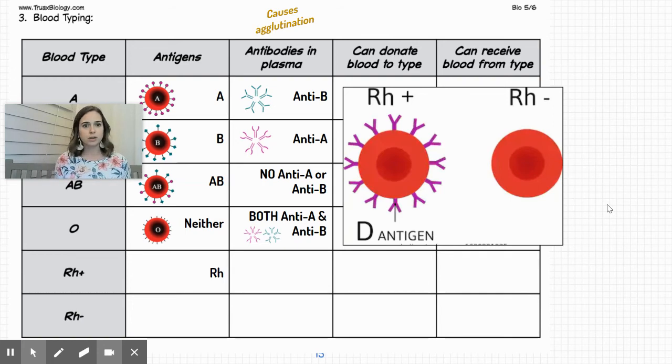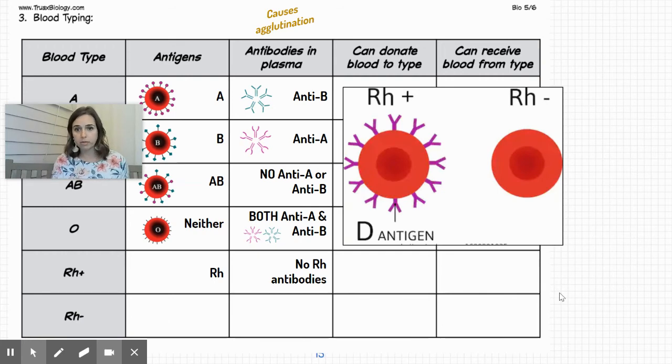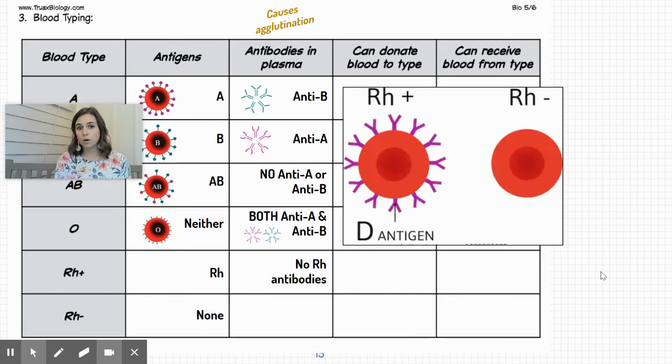Rh negative, much like it sounds, does not have it. Now there's only one antibody for this antigen. So if you are Rh positive, you do not have the Rh antibodies, so there's no antibodies that affect it. This makes positive a little bit more accepting of other things, whereas the Rh negative has none as far as the markers go. And if it has antibodies, they would be against that D antigen, or they'd be against Rh positive antigens.